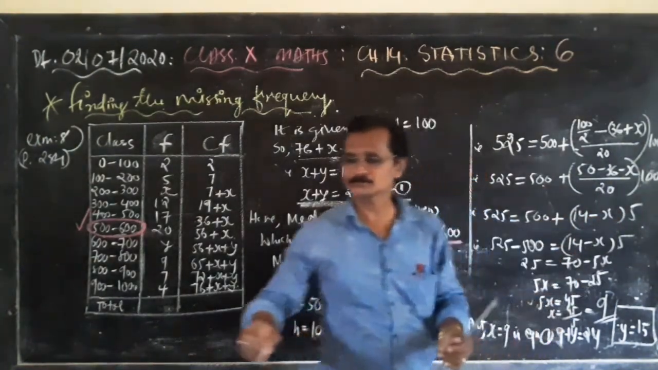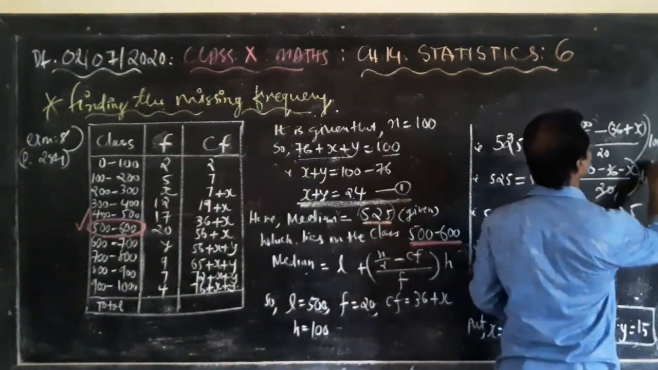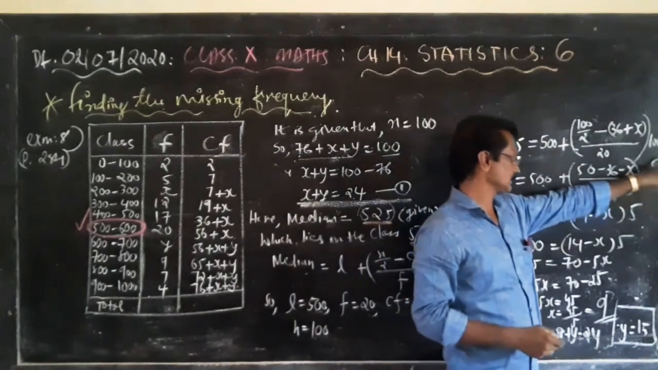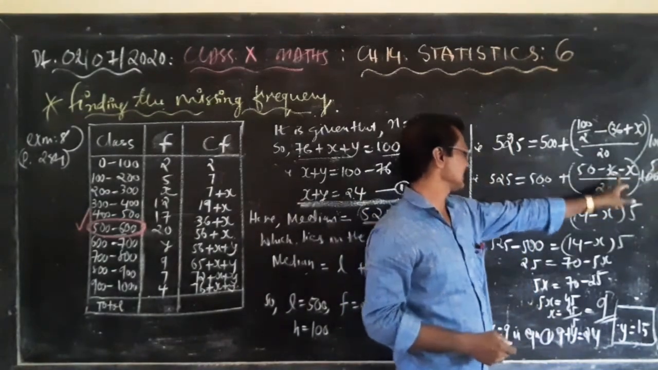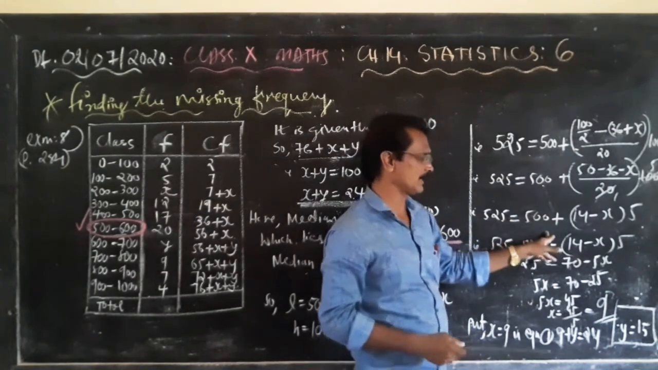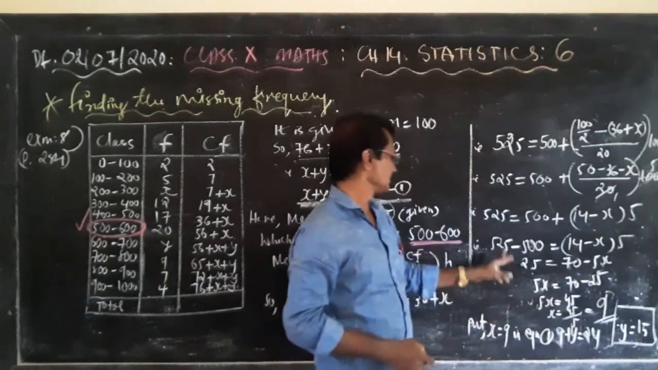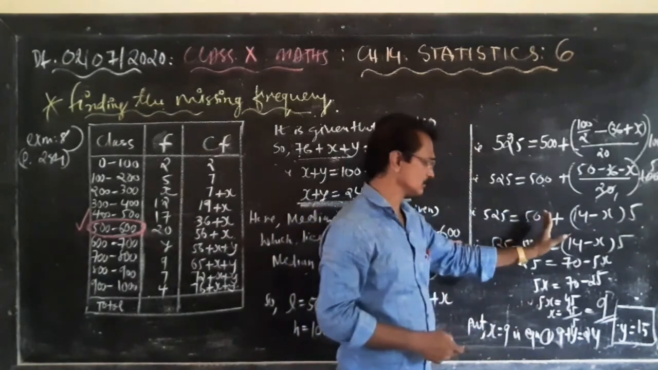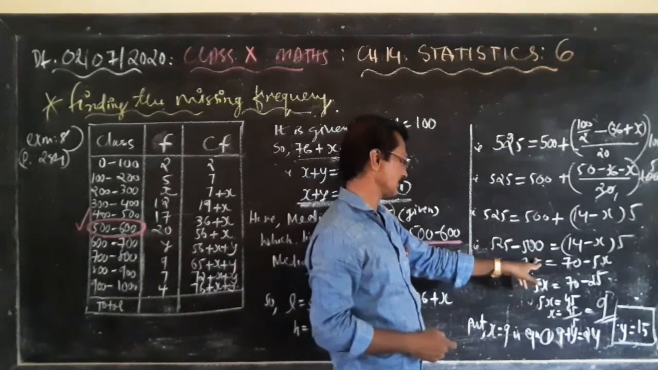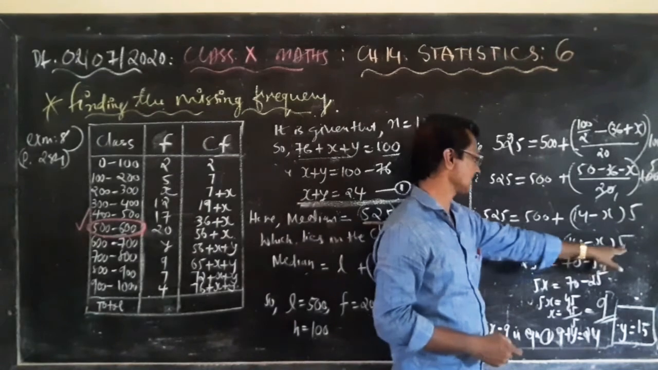Now you can solve like this. 20 ones are 20, 20 fives are 100. Then 50 minus 36 is 14. So 525 equal to 500 plus, 14 minus x, into 5. Now bring down this 500 to the left side: 525 minus 500 equal to 14 minus x, into 5.